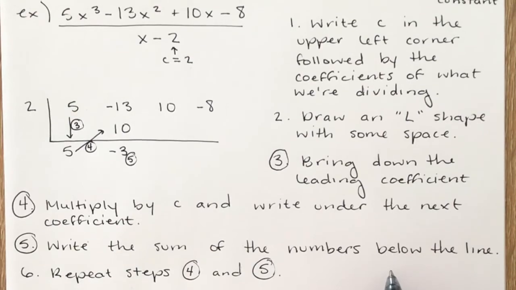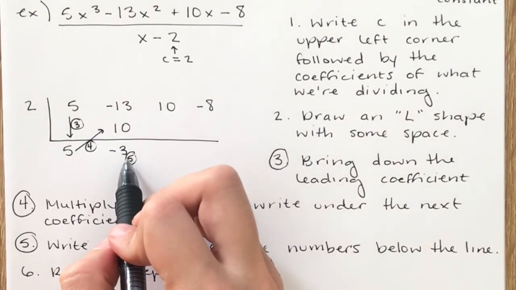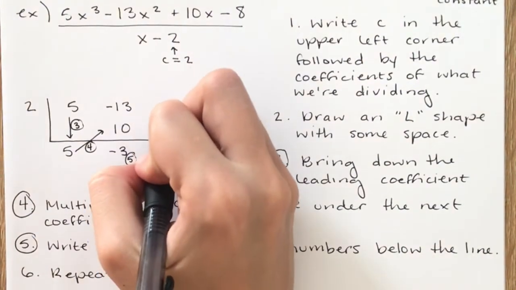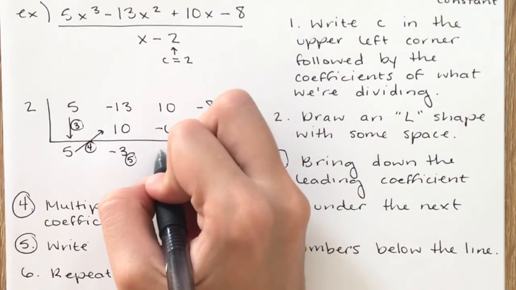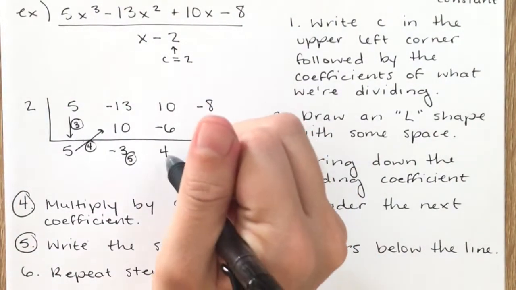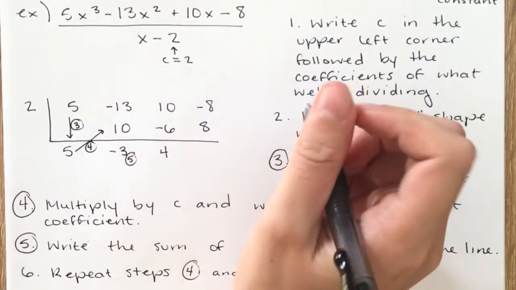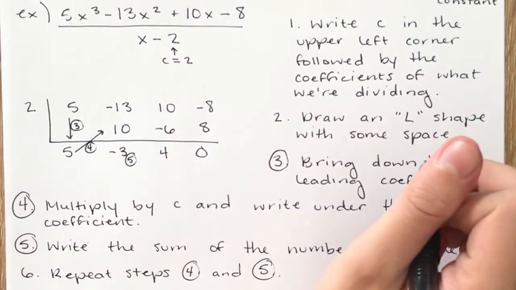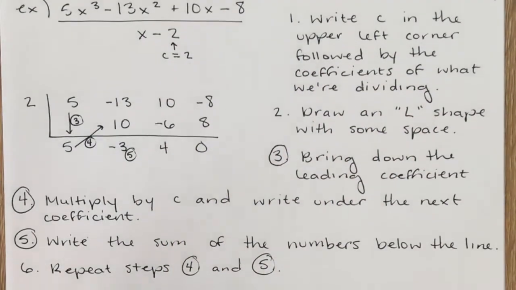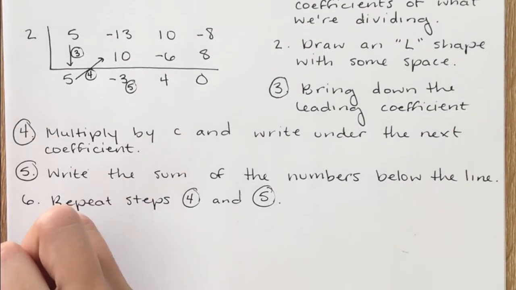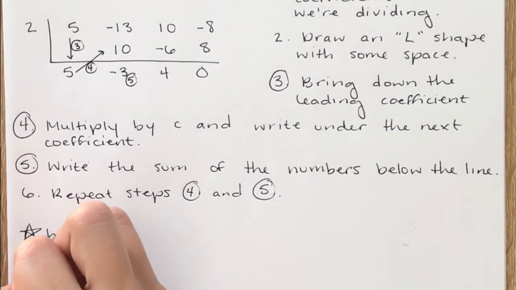So repeating steps 4 and 5 here, we multiply this number underneath by 2, so we get negative 6. We add these up, we get 4. Again, I multiply 4 by 2, I get positive 8. And I add these up, I'll get 0 underneath. All right, so what does this mean? We've got a bunch of numbers organized in a crazy way. What's underneath?